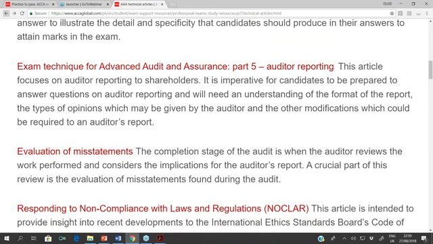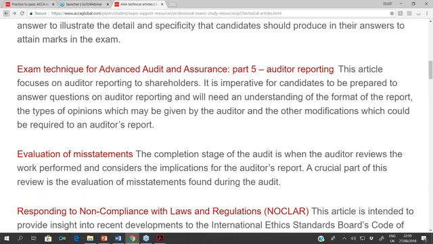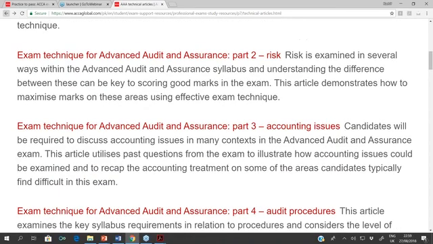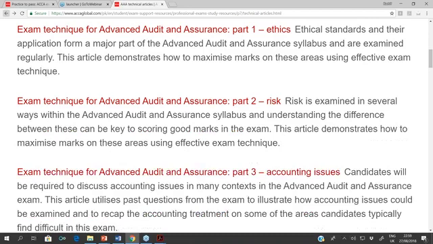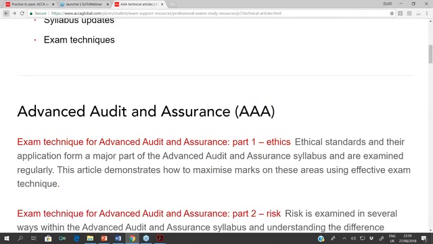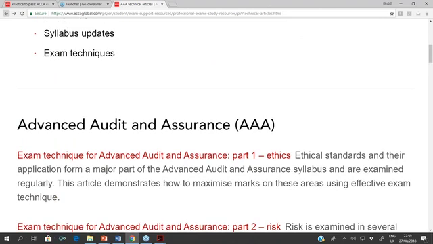5 articles focusing on how to be good, and 5 articles telling how a student does badly. So if you read these 5 articles, they can be amazing for your exams on Monday. They cover all the core areas, right? Procedure is a core area, reporting is a core area, accounting issue is a core area, risk is a core area, and ethics is a core area. So please use these resources. ACCA has given these resources for you, not just for a tutor.